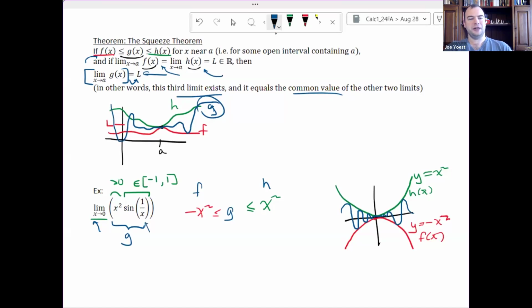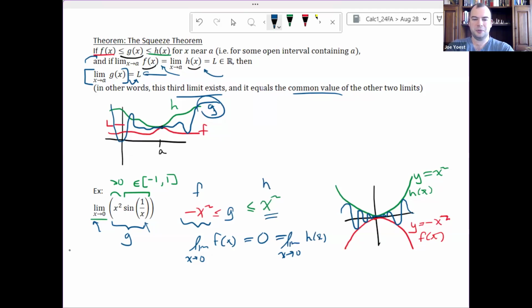I have a second criterion that I need to satisfy to use the result of the squeeze theorem. What is the limit as x goes to 0 of f of x? What's the limit as x goes to 0 of -x squared? Well, f of x is just a polynomial. The corollary says I can use the plug-in property, just plug 0 into -x squared, and I get 0. But that's also the limit as x goes to 0 of h of x for basically the same reason. h is just x squared, a polynomial, so through the plug-in property, I get 0.